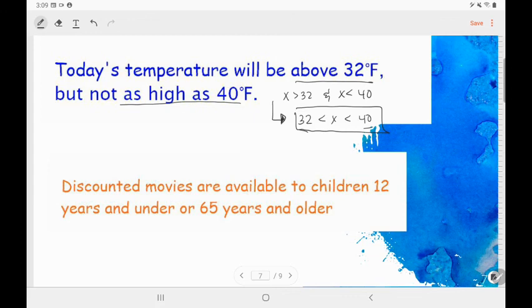Discounted movies are available to children under 12 and 65 years and older. So my discount is available to less than or equal to 12, and they use the word or, so I'm going to write the word or. Discounts are available to those that are greater than or equal to 65.